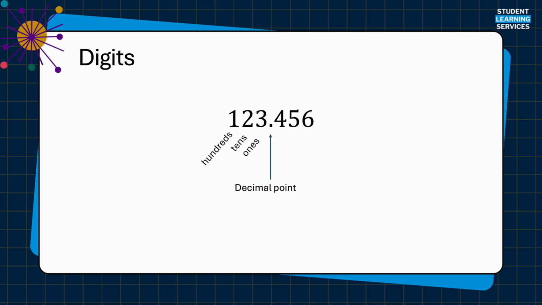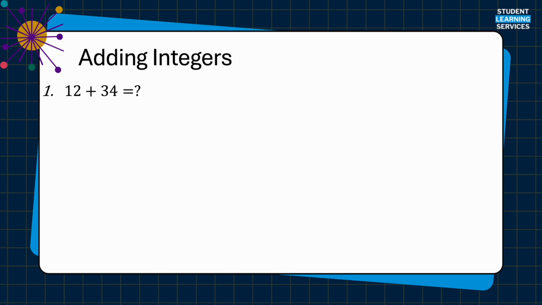The first decimal place is 4. That digit is called the 10th. Next, we have the 5. The 5 is in the second decimal place, and that digit is called the 100th digit. Lastly, in the third decimal place, we have a 6. It's called the 1000th digit. After learning the names of the digit, we can move on to adding integers.